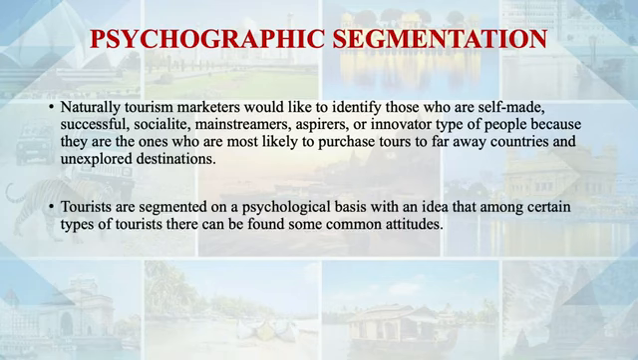So tourists are segmented on a psychological basis with an idea that among certain types of tourists, there can be found some common attitudes. Say among the age group of 18 to 26 years, there may be some who avoid risks and want to have a vacation full of leisure. Such a group will form one segment, while the other may consist of those who enjoy risk and look for adventure.